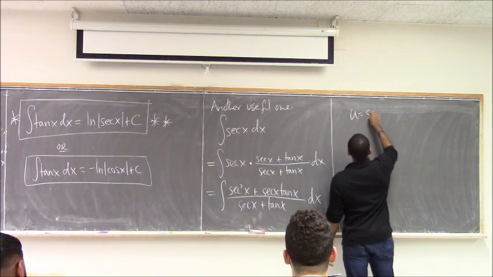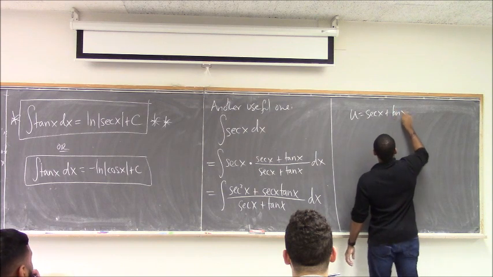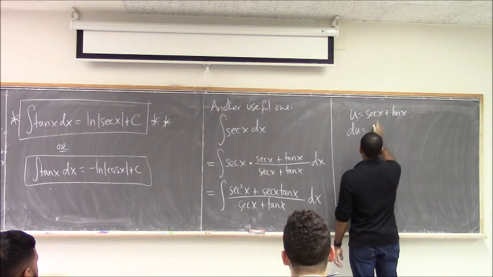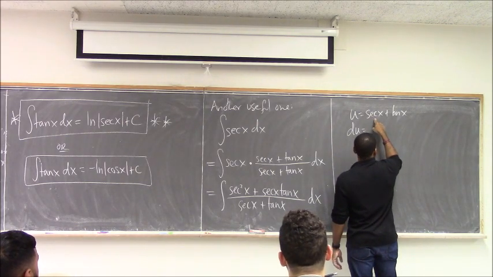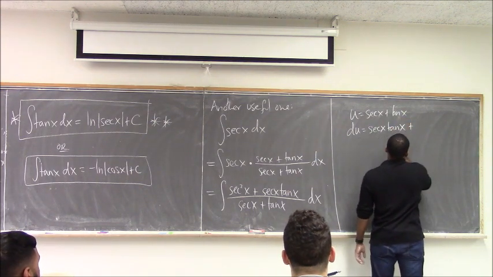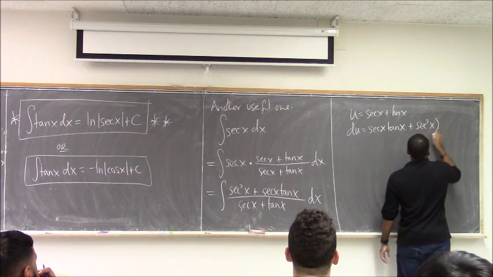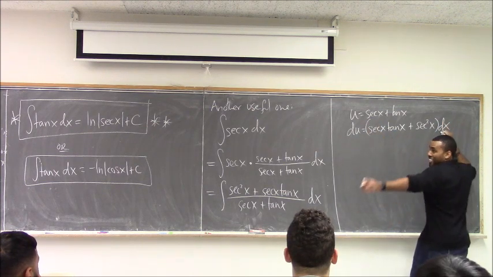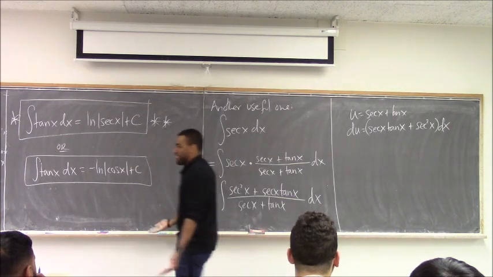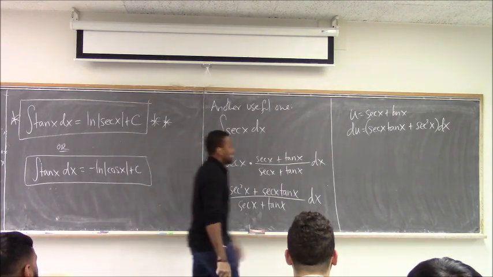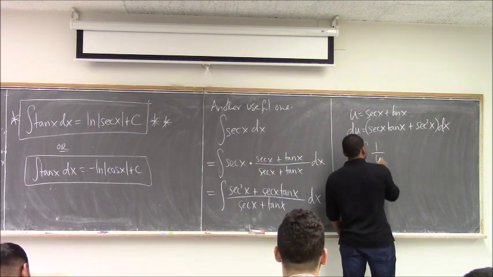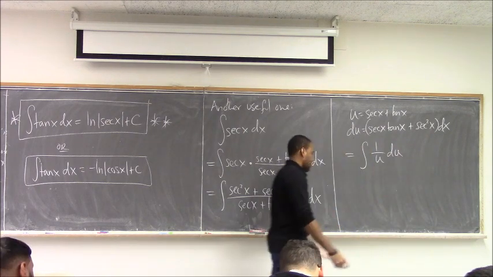If you let u equals secant x plus tangent x, what is your du? Derivative of secant? That's secant tangent. Derivative of tangent? Notice anything? Oh! Like out of nowhere, right? From left field. Yeah, by doing this multiplication division thing, it turns into a 1 over u integral.